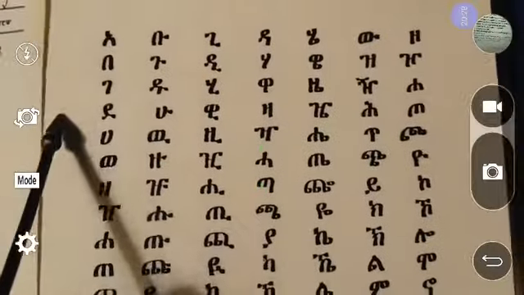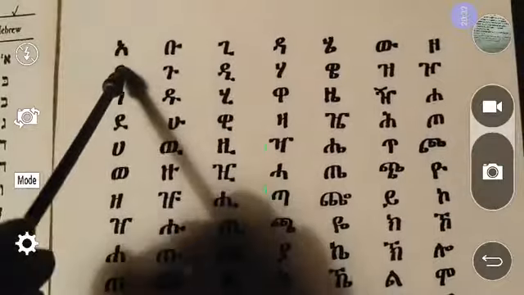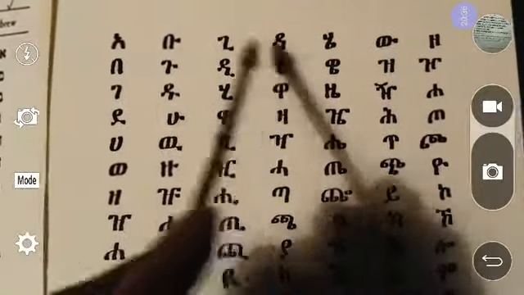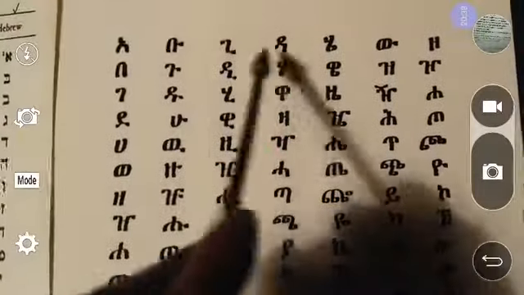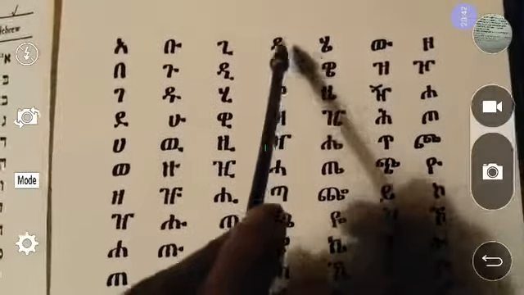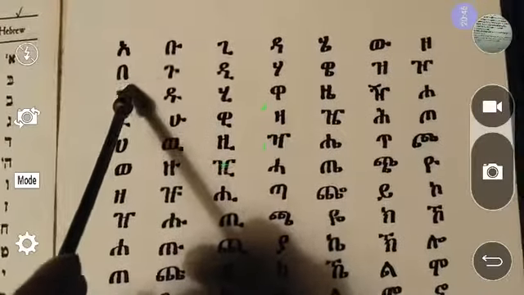The exception, as we mentioned before, the only exception in the modern Amharic is the A and the H. The first and the fourth are both pronounced in the fourth order with the A. Every other letter like this is Be, not Ba. This is Be.